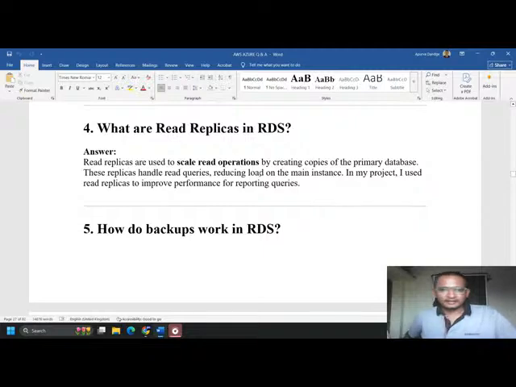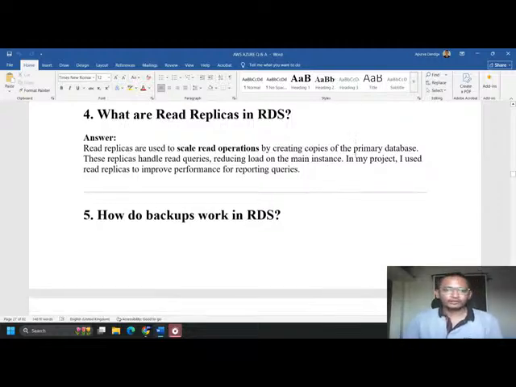What are read replicas in RDS? Read replicas are used to scale read operations by creating copies of the primary database. These replicas handle read queries, reducing load on the main instance. In my project, I used read replicas to improve performance for reporting queries.